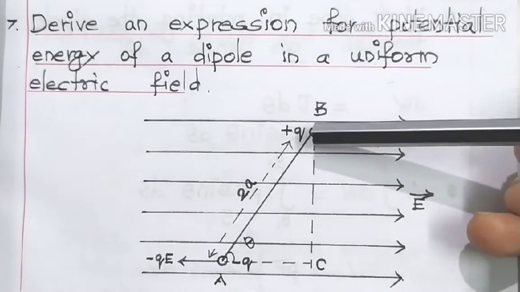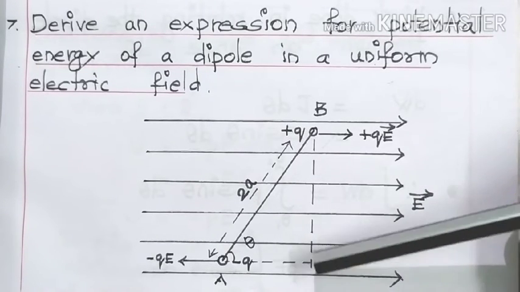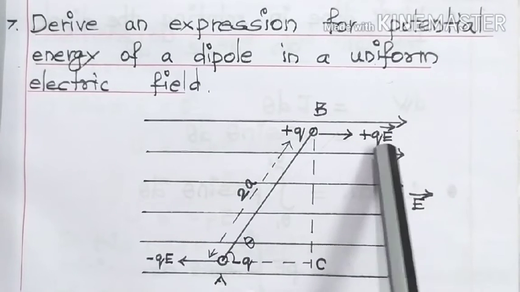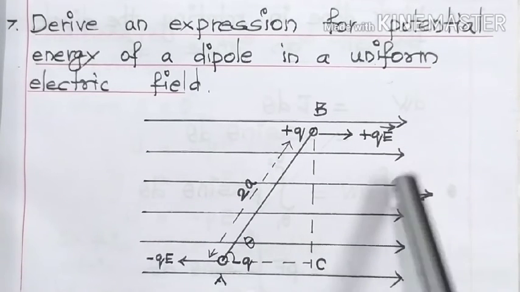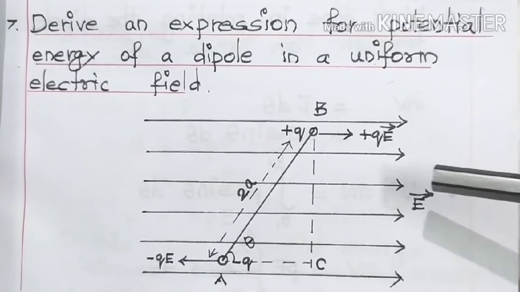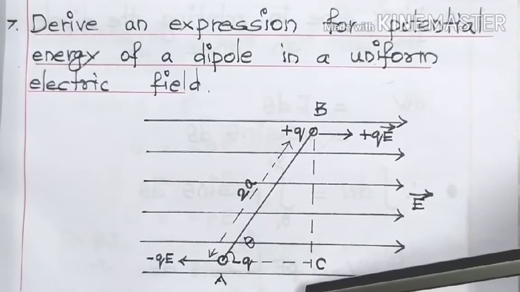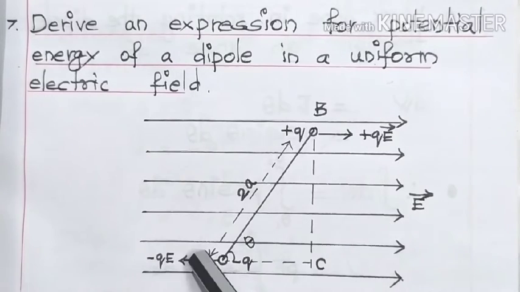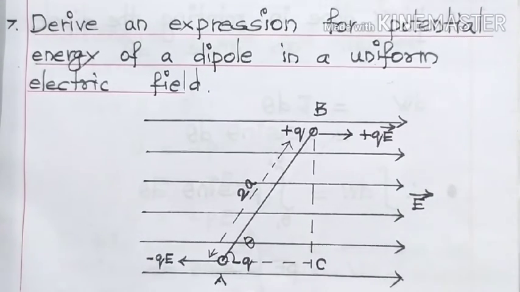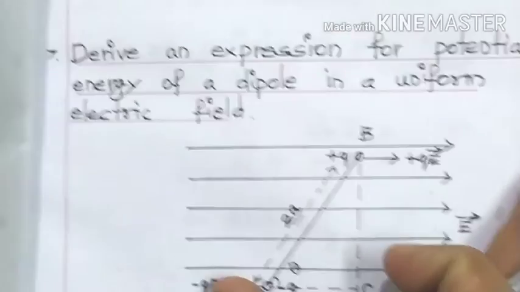So actually, this is the perpendicular distance between these two forces. Here a force plus qE is there, and here a force minus qE is there. So this is the perpendicular distance between these two forces. Don't get confused, not this distance. This is the length of the dipole, but this is the perpendicular distance. By keeping this in mind, let us continue with the derivation.